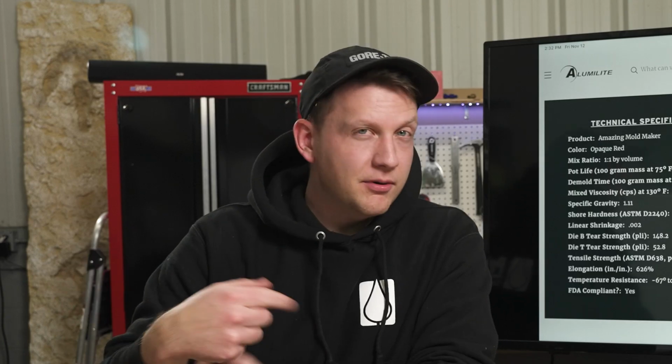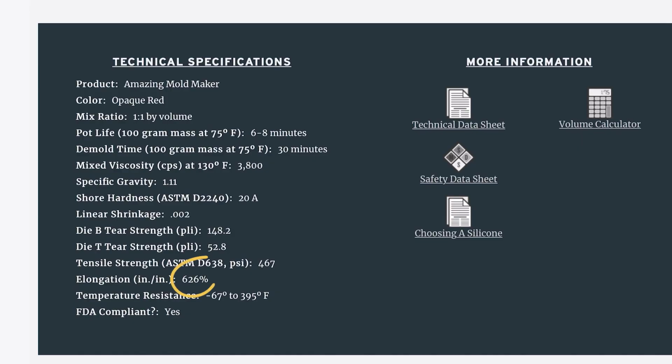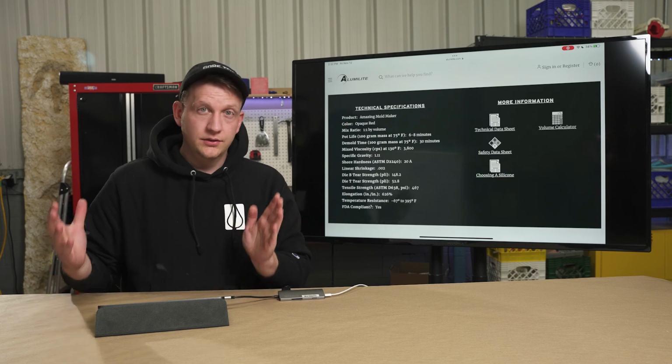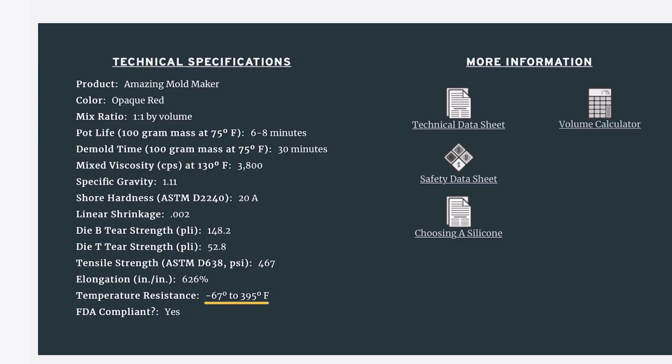The elongation, remember how I told you it was going to be in the hundreds? Look at this, 600%. A little bit more than the one to three I think it was for Amazing Clearcast. Now, temperature resistance, this is one of my favorite parts of silicone. The range is so wide. Look at this, negative 67 degrees and then 395. Oh, silicone is so cool.